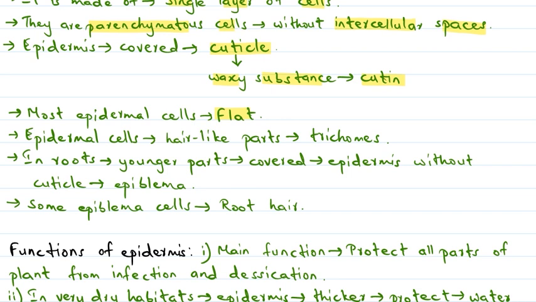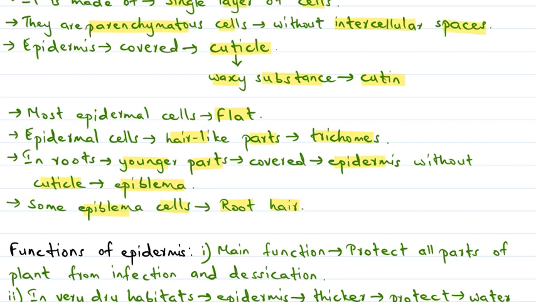Okay, then the epidermal cells have long hair-like parts, and these hair-like parts are known as trichomes. In roots, in their younger parts, they are covered by epidermis that does not have cuticle, and this is known as epiblemma. So some of the epiblemma cells give rise to tubular outgrowths, and these are called root hair.